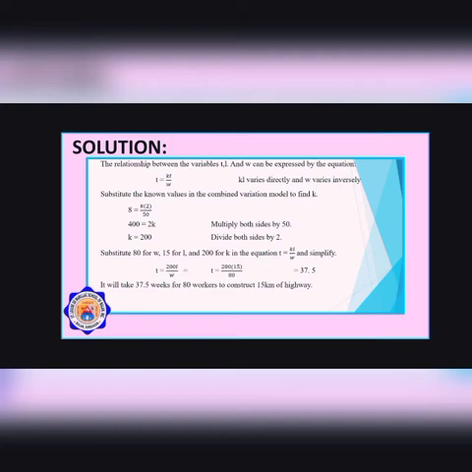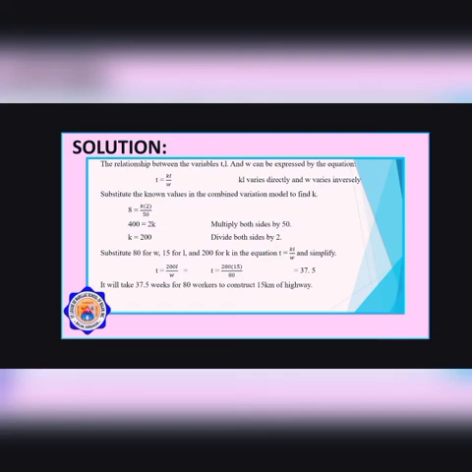K times L over W. So, sorry, this is not 1. That is L. So, K times L varies directly and W varies inversely. Substitute the known values in the combined variation model to find K. So, hahanapin ulit natin ang K dito sa number 2.